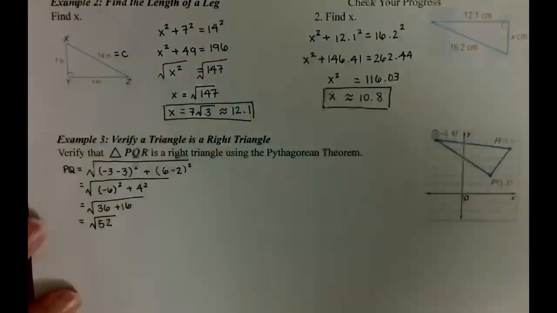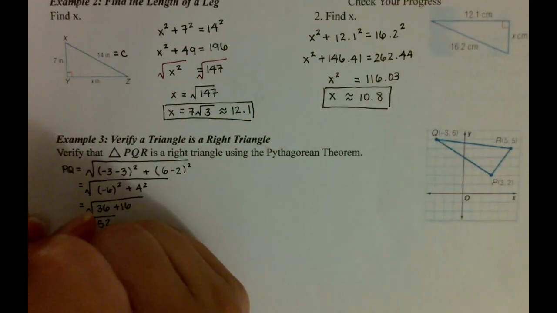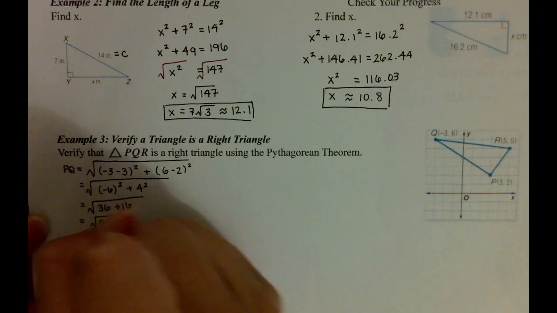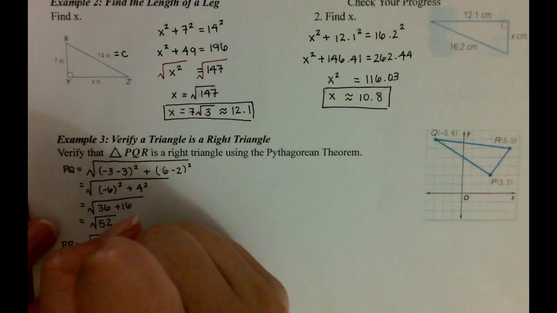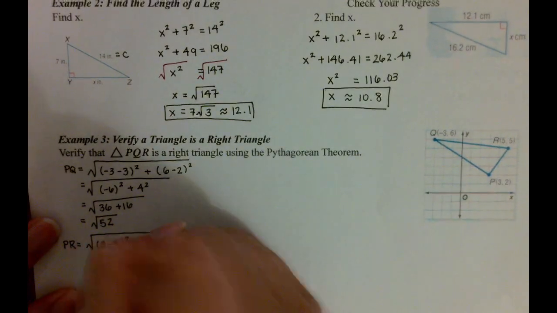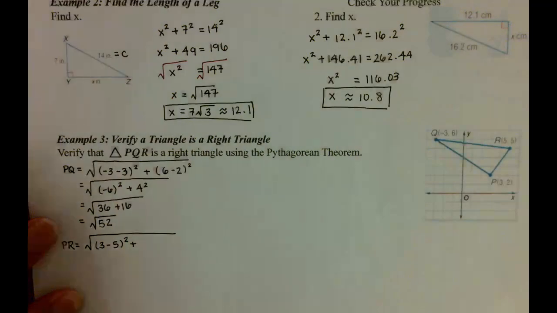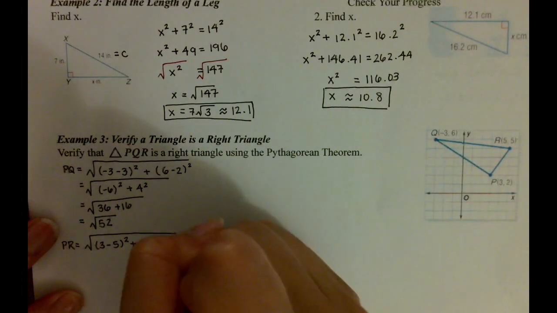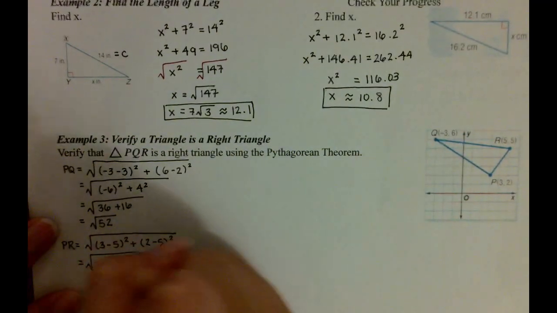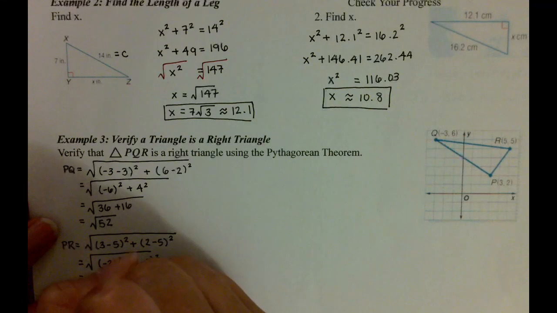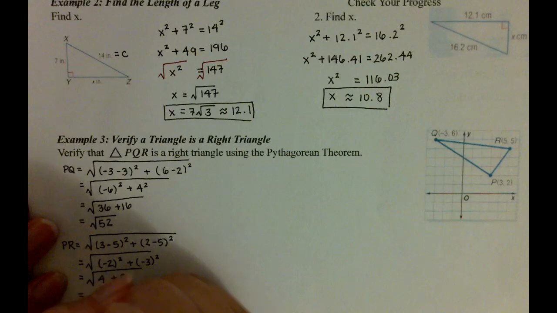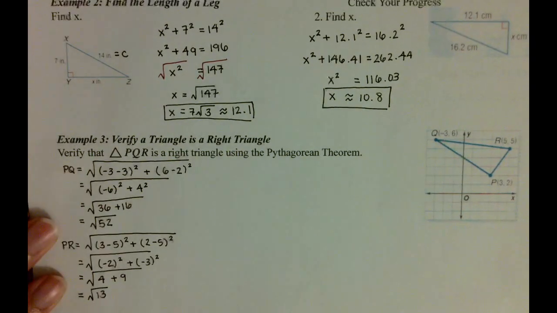Then I'm going to find PR. The square root of (3 minus 5) squared plus (2 minus 5) squared. 3 minus 5 squared is (-2) squared, and 2 minus 5 squared is (-3) squared. (-2) squared is 4. (-3) squared is 9. And 4 plus 9 is 13.